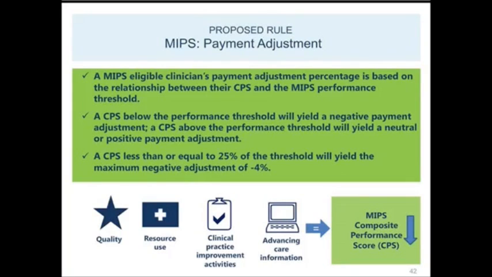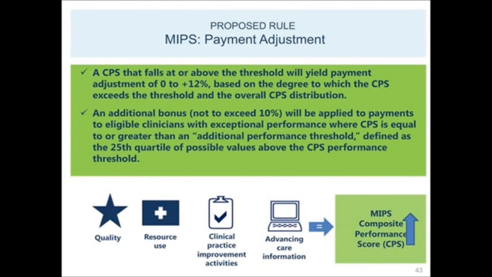So you see here that if the performance is below the threshold, equal to 25% of the threshold, will yield a maximum negative adjustment of 4%. Likewise, if it's above, they will receive a positive reinforcement of up to 12%, depending on how high it is above the threshold. And then they can have additional bonuses if they have exceptional performance. So conceivably, clinicians could make a lot of money depending on how well they perform on these different composite scores. And this is supposed to be more palatable to clinicians because they themselves are going to be the ones to determine which measures will be used for their performance, their individual performance, or for the performance of their clinic.